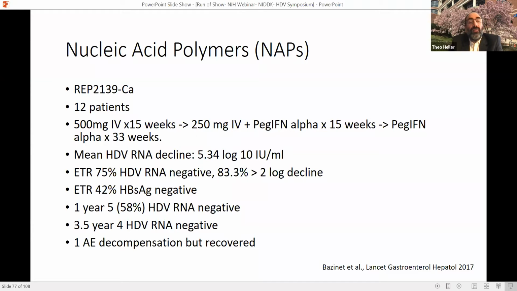The mean HDV RNA decline was 5.34. At end of treatment, 75% of patients were HDV RNA negative. 83% had a greater than 2 log decline. And at end of treatment, 42% were surface antigen negative. At 1 year, 58% remained HDV RNA negative, and at 3.5 years, 4 patients were HDV RNA negative. 1 patient decompensated but recovered.